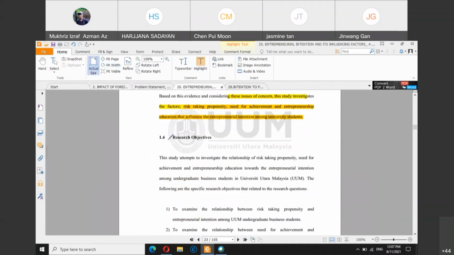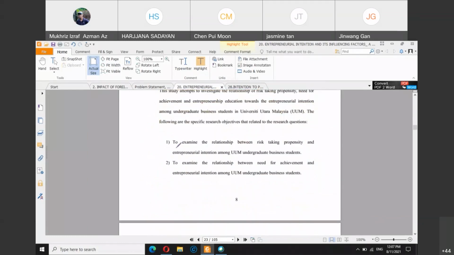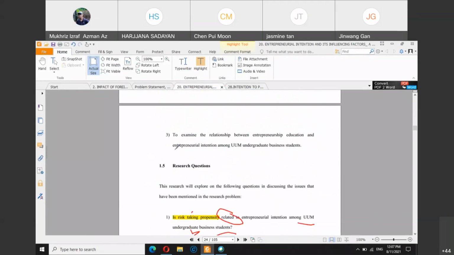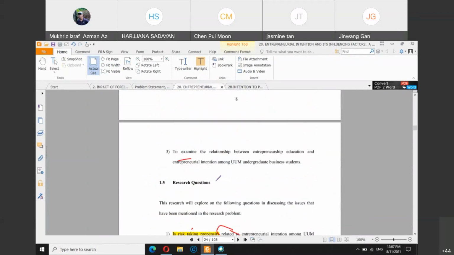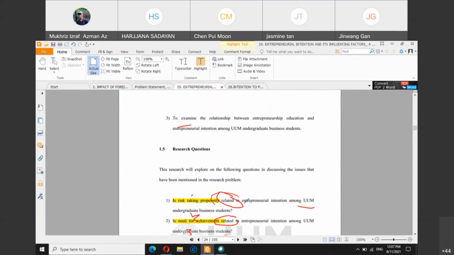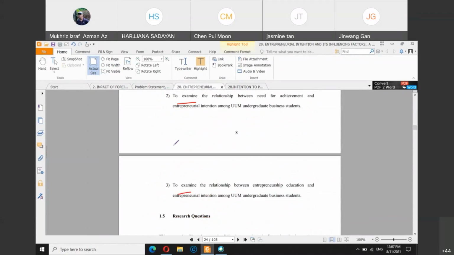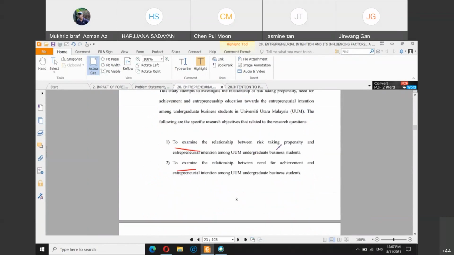Putting that aside, you can see the research objective for this student: to examine the relationship, to examine the relationship. So the words "to examine" are repeated 3 times. The word relationship comes from the word related, because you are asking, is there any relationship between this and this? So the research objective follows the same style: to examine the relationship between A and B lah.